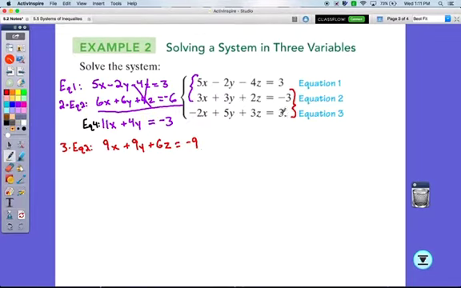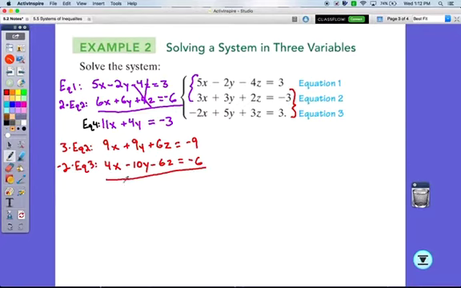All right, now I'll go to equation 3. I'm looking at the z's. I'm trying to get rid of the z's. So if I multiply that by negative 2, negative 2 times the 3 will give me the negative 6z, which is what I want. So negative 2 times equation 3, that will give me negative 2 times negative 2 is positive 4. Negative 2 times 5 is going to give me a negative 10. And then negative 2 times 3 is going to give me a negative 6. And negative 2 times 3 again will give me a negative 6.